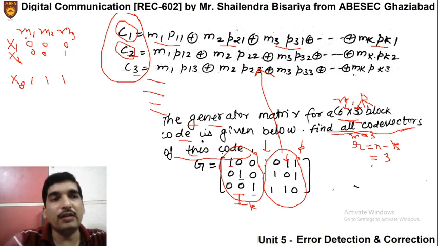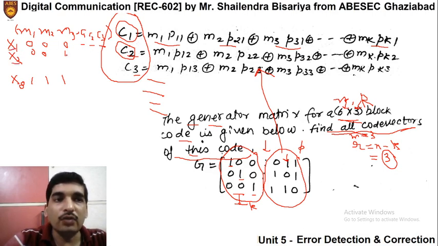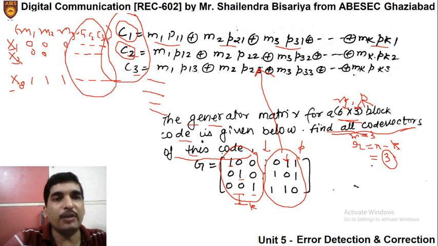So the code vector will consist of message bits followed by check bits. How many check bits are here? Parity bits are 3. So we will write further C1, C2 and C3. So we have to find out the value of C1, C2, C3 for all the code vectors. That means for x1, what is the value of C1, C2, C3? For x2, what is the value of C1, C2, C3? For x8, what is the value of C1, C2, C3? So for all the cases, we have to find the check bits.